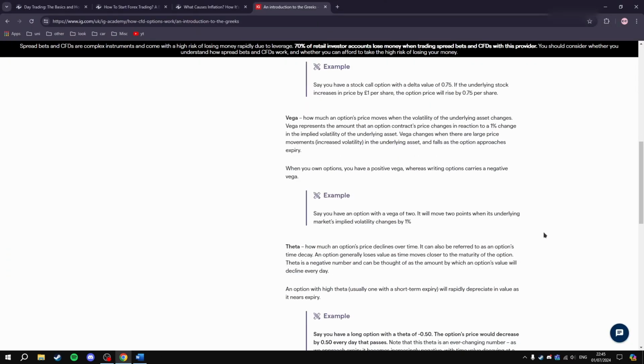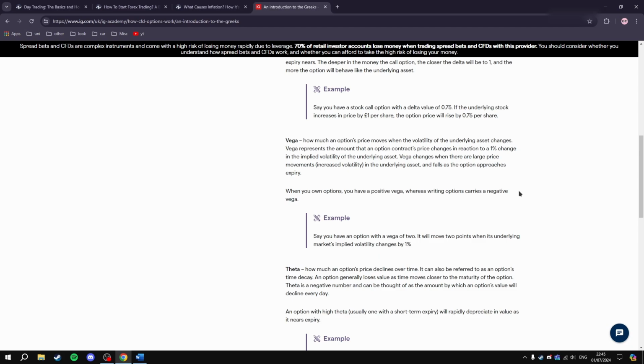Example, say you have a stock call option with a delta value of 0.75. If the underlying stock increases in price by £1 per share, the option price will increase by 0.75 per share. Why is it 0.75? Is it because of the delta value? Yeah, I don't really know how that works, to be honest.